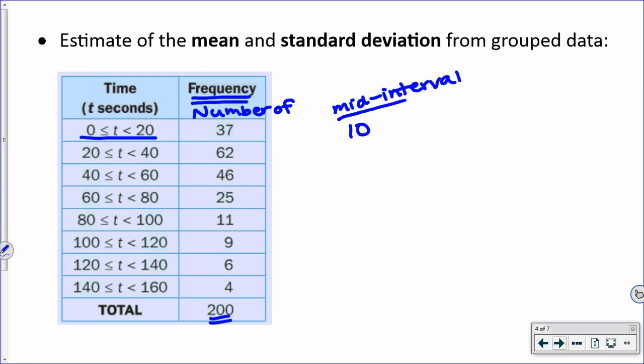You would use the mid-interval value of 10 and pretend there are 37 of those. The mid-interval value of 30, pretend there are 62 of those, and so on. And then you would go to one variable stats and look for the mean and the standard deviation. And note that it's just an estimate, because when you use mid-interval values, you're sort of glossing over the whole 0 to 20 thing. We don't know the length of those 37 phone calls, so we're going to pretend or estimate that they're all 10. And we'll use the calculator to actually get us the mean and the standard deviation.